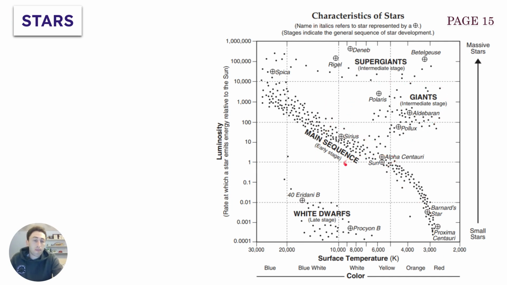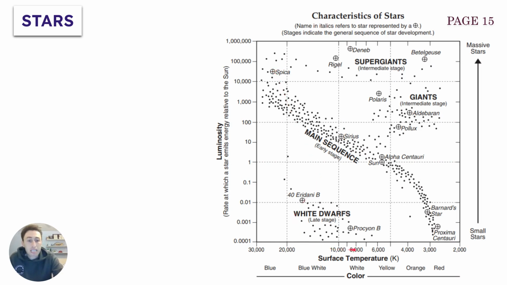So you have many different stars, not all the stars, but some stars in our galaxy. On the left side is luminosity, which is the rate at which a star emits energy relative to the sun. So relative to the sun, how much energy they emit, how bright that star is going to be. The sun is at 1, so the other stars are based on that. You see Sirius is about 10 times more luminous, 10 times brighter than the sun. Spica is almost 10,000 times as bright as the sun.